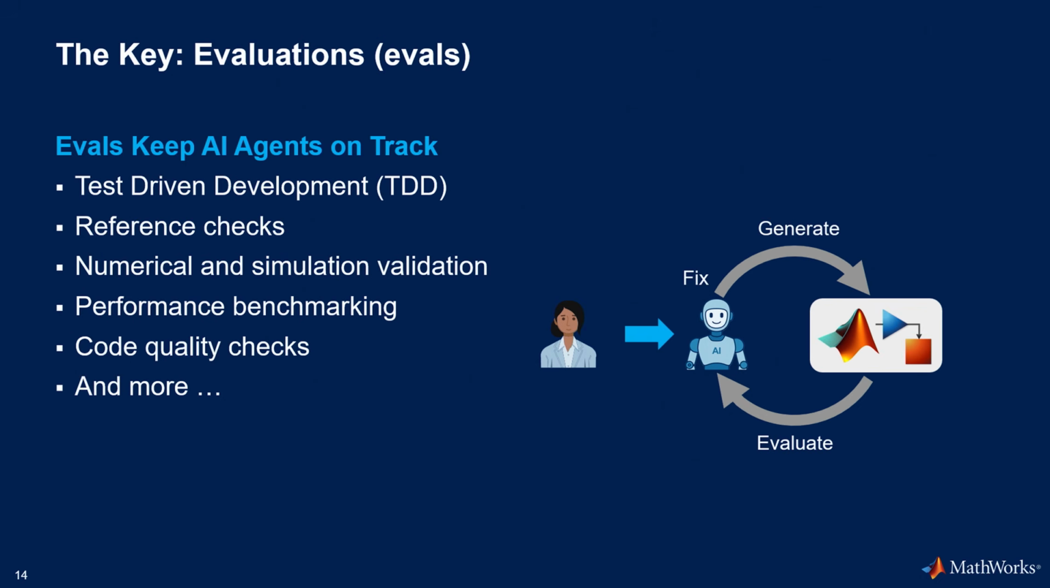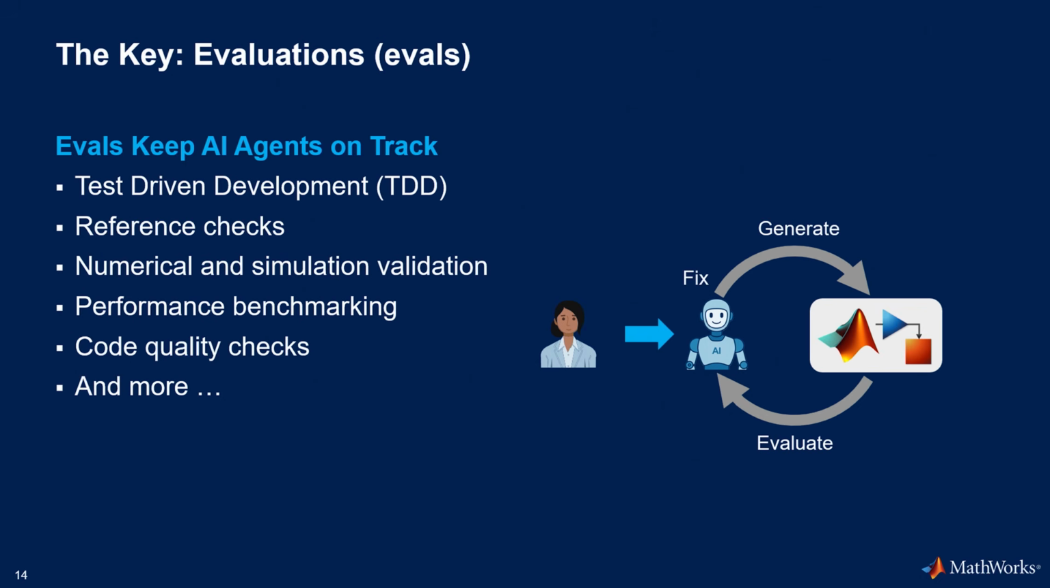And the key thing is evaluations. The key thing is failing fast. The most important thing you can do with MathWorks tools is to fail fast. That's the best thing that we can do to provide you. We're not going to avoid your mistakes. We just want to make them cheaper. And that's essentially what the agentic loop is.